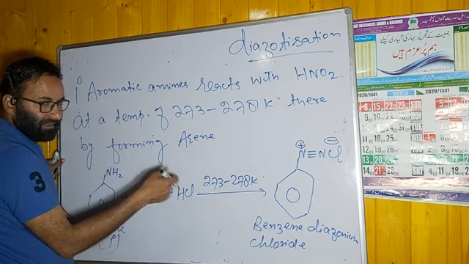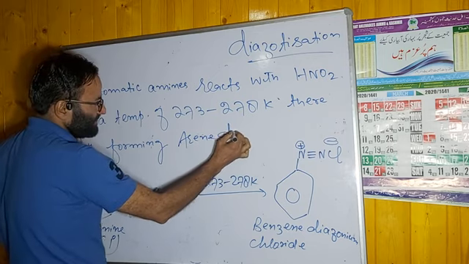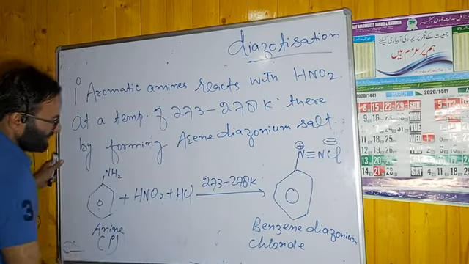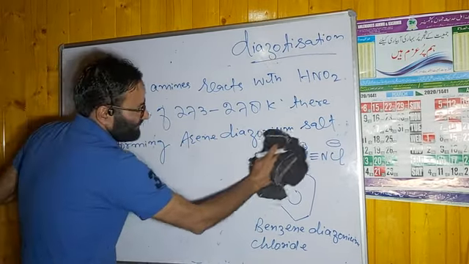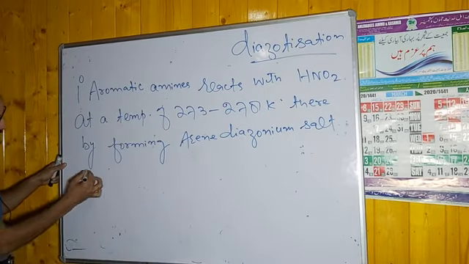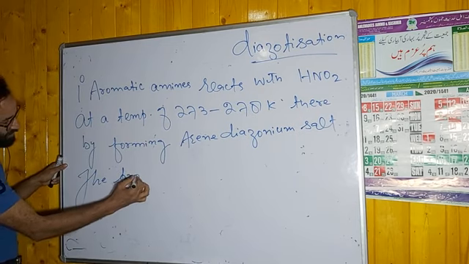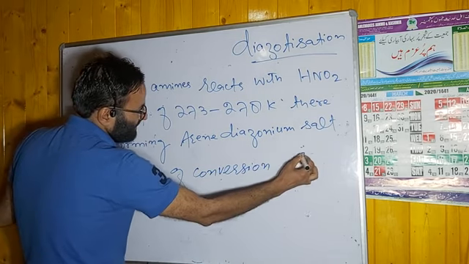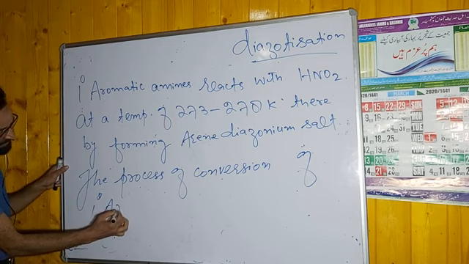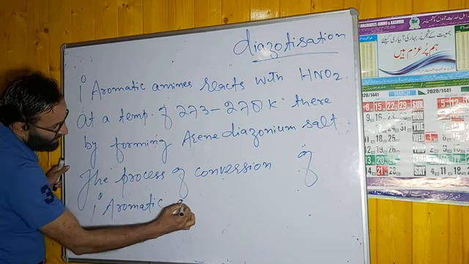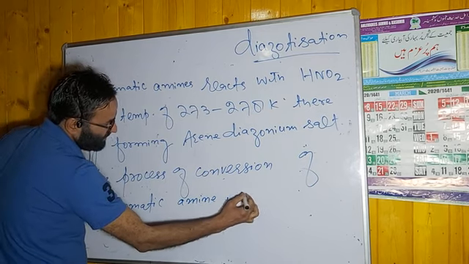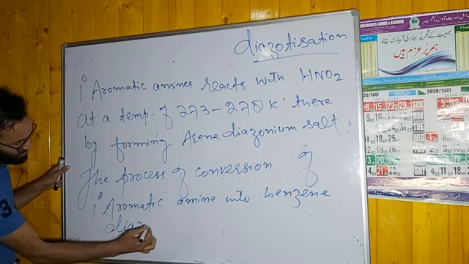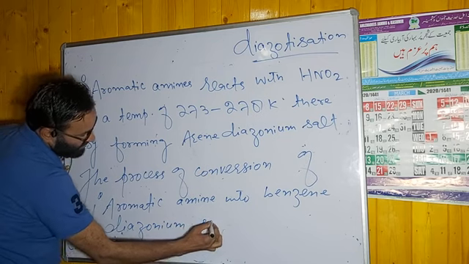General mein hai, benzene ke bande, I will make use here the word arene diazonium salt. Remember this point. You can mention here the process of conversion. Ye aapko later on padhna bhi hai, the process of conversion of 1-degree aromatic amine into benzene diazonium salt.